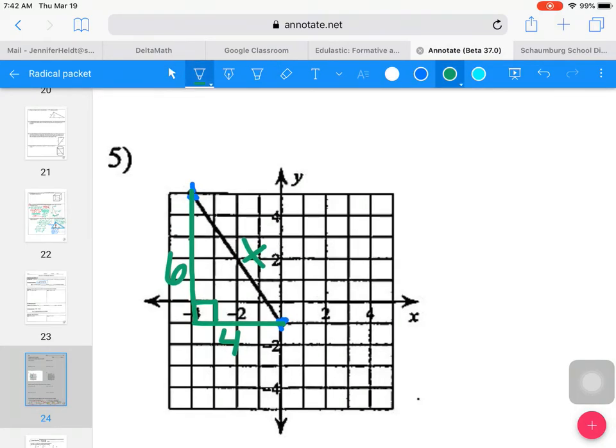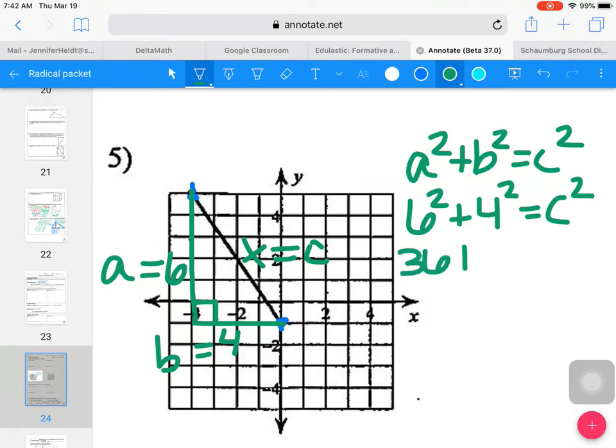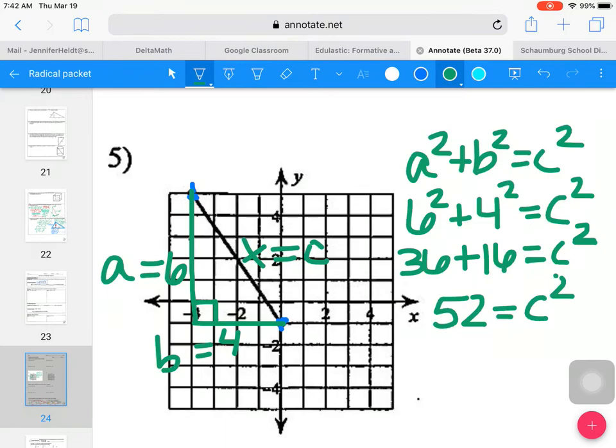Remember, c has to be the hypotenuse, so the side across from the right angle. A and b are going to be the legs. So I'm going to do 6 squared plus 4 squared to get c squared, or x squared. 6 squared is 36. 4 squared is 16. I'm trying to figure out what c squared actually is. So 36 plus 16 is 52, which is equal to c squared.